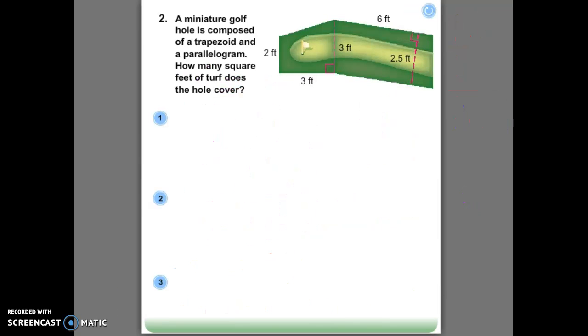All right, in our next example, we have a miniature golf hole composed of a trapezoid and a parallelogram. How many square feet of the turf does the hole cover? So we've been told that we have a trapezoid and a parallelogram. You can see that our trapezoid, I'm going to highlight that in blue. This is our trapezoid right here. And then our parallelogram I will highlight in red.